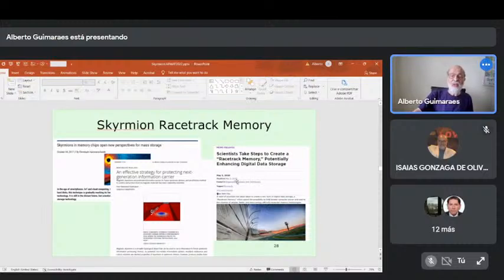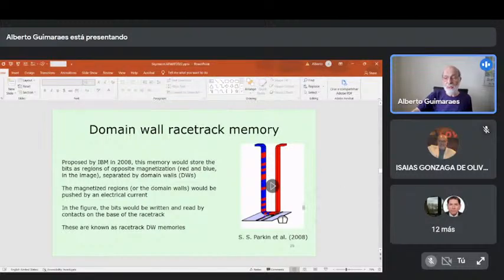When skyrmions began to be suggested for different applications, one of the most visible and important was the application of skyrmions in racetrack memory. Racetrack memories were originally proposed at IBM, as memory devices using domain wall motion, and when the studies of skyrmions began, it appeared that skyrmions could be used in the same way as domain walls, as I will illustrate here. This is how the proposal of the domain wall racetrack memory looks like.